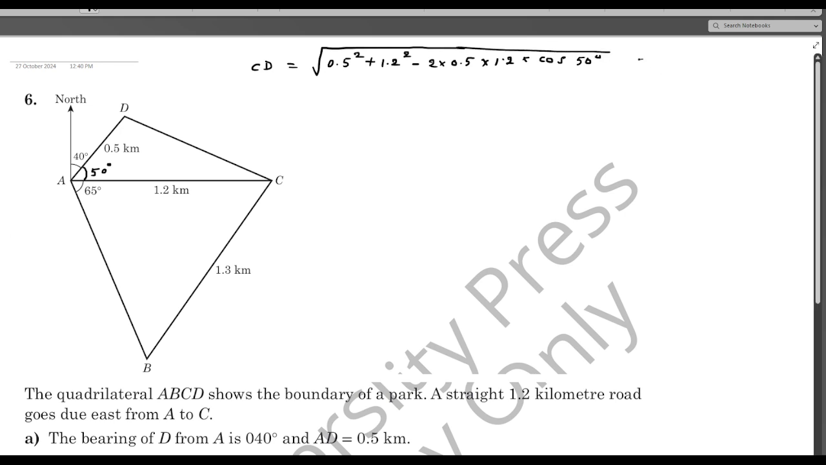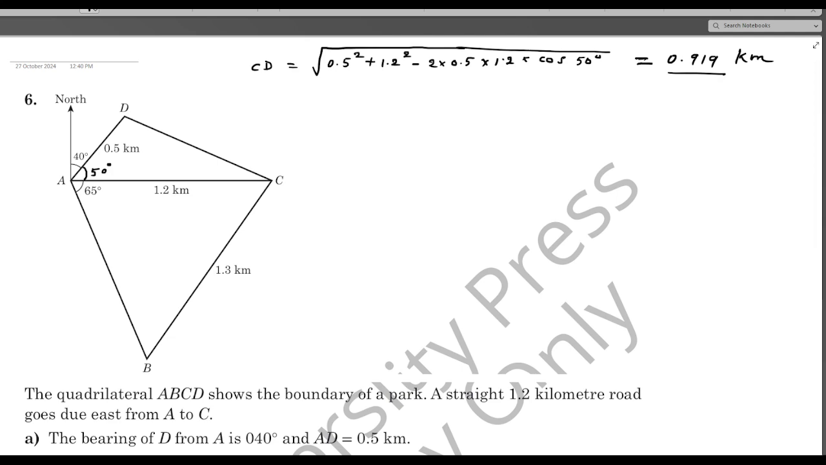Okay, so your length CD is equal to 0.5 square plus 1.2 square minus 2 times 0.5 times 1.2 times cos of 50 degree. So here it is 0.92. So length CD is 0.919, I will say that. Okay, all the lengths should be in three significant figures, so this much kilometer.